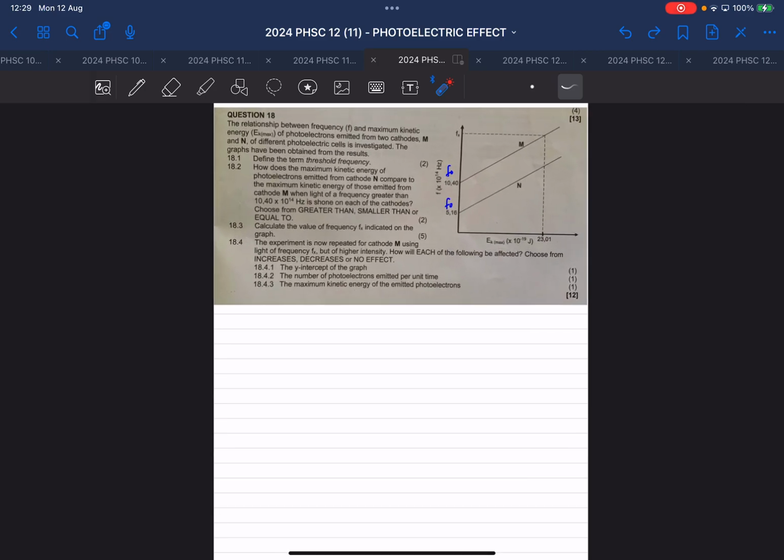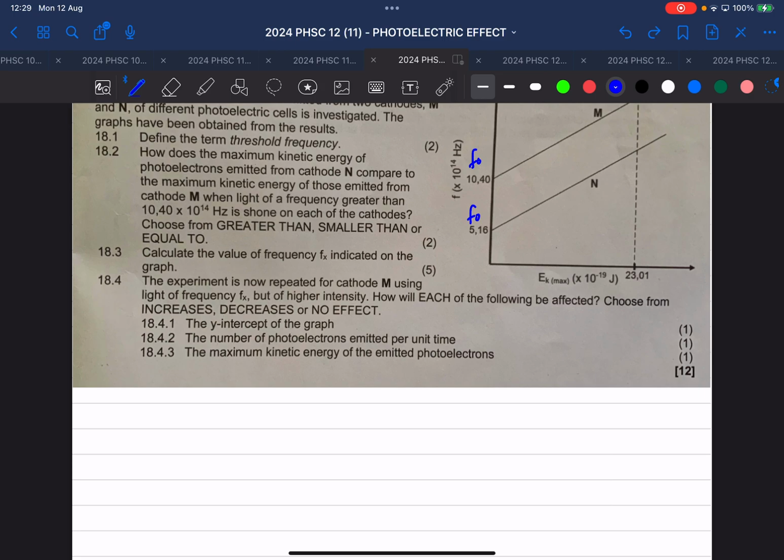So start with your info table. We have M. The threshold frequency is 10.4 times 10 to the power 14. We want Fx, and we have the maximum kinetic energy, 23.01 times 10 to the power of negative 19. Fx is what? That is what they ask.